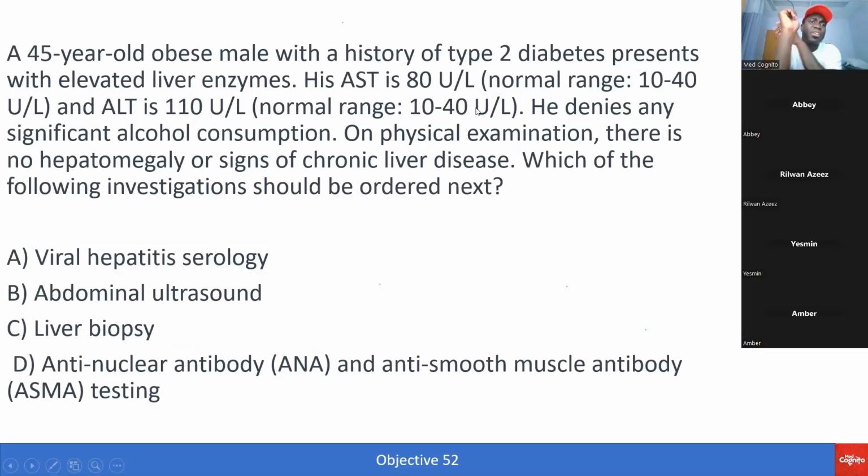A 45-year-old obese male with a history of type 2 diabetes presents with elevated liver enzymes. AST is 80, ALT is 110. He denies any significant alcohol consumption. On physical exam, there is no hepatomegaly or signs of chronic liver disease. Which of the following investigations should you order next? What should be your answer?